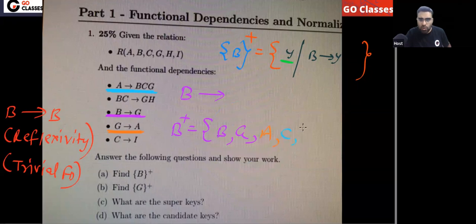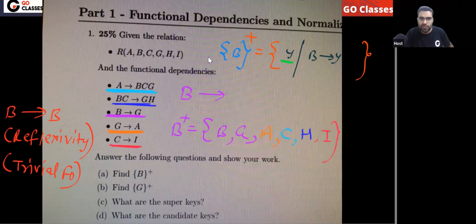Now these four, what can they determine? You can see that this BC can determine GH. Look at this B and this C: BC can determine GH. You already have G, so you can put H. What else can we get? You can easily see C can determine I also. So we got I also.